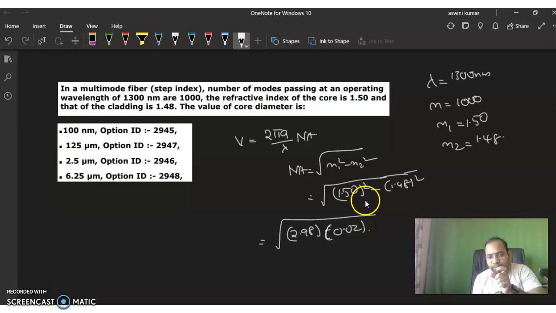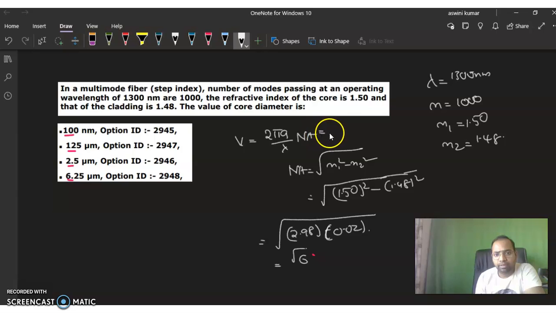I took this one, that's 1.50 plus 1.48, it is 2.98. 1.50 minus 1.48, it is 0.02. So approximately take this one as a 3 and take this one as a 2. So 3 into 2 is equal to 6. That is root 6. And here all the decimal numbers, that is the 10 power minus 2, I left this one, 10 power minus 2, 10 power 9, 10 power minus 6. Okay, all these things I am leaving. Why? Because here I need to find out whether it is 100 or 125, 2 point something or 6.25. So I'm not bothering about the 10 power something I am getting. Fine. So I got the numerical aperture as root 6.